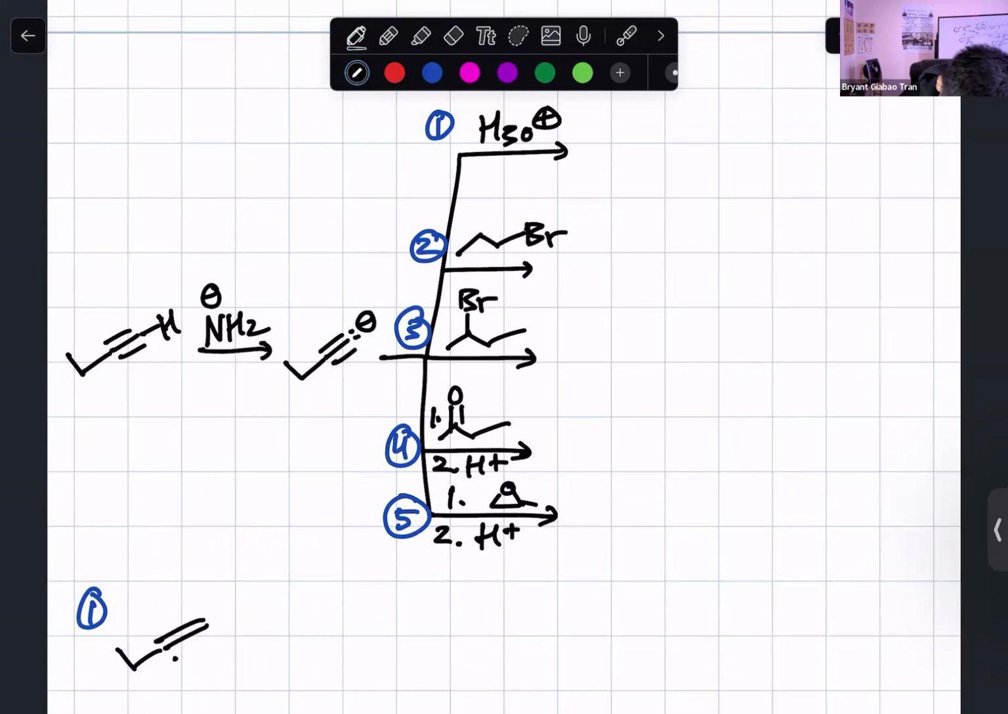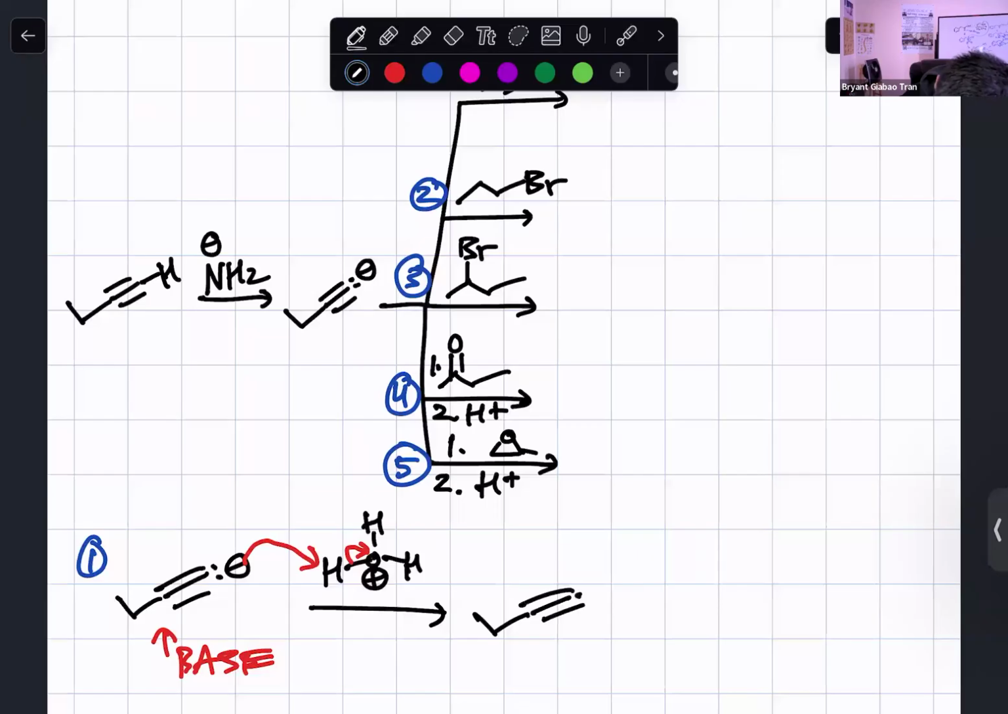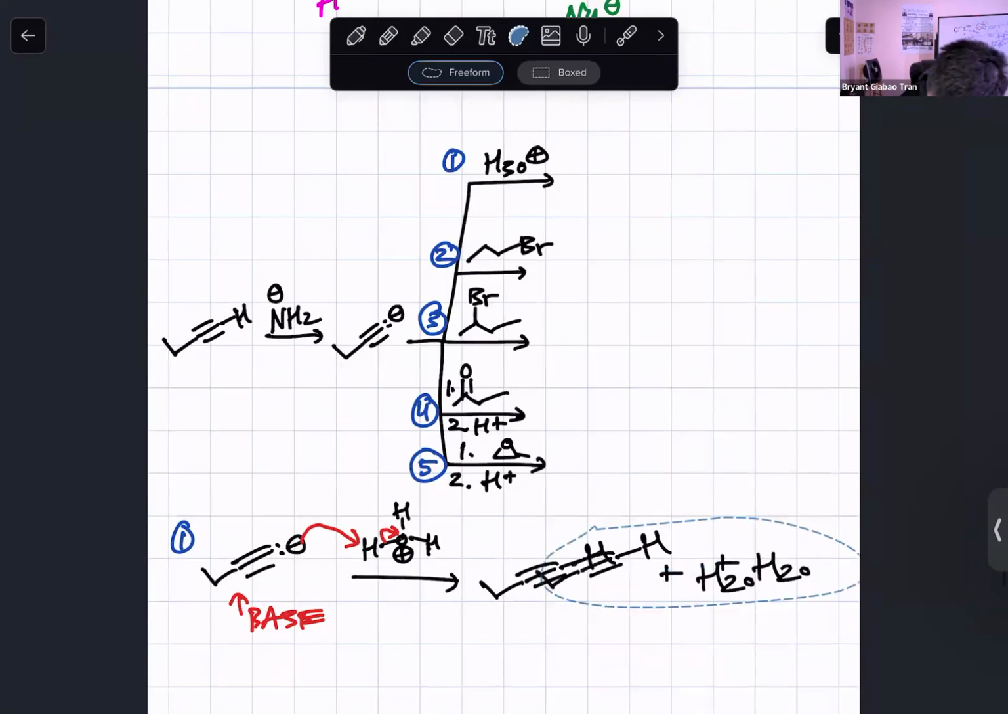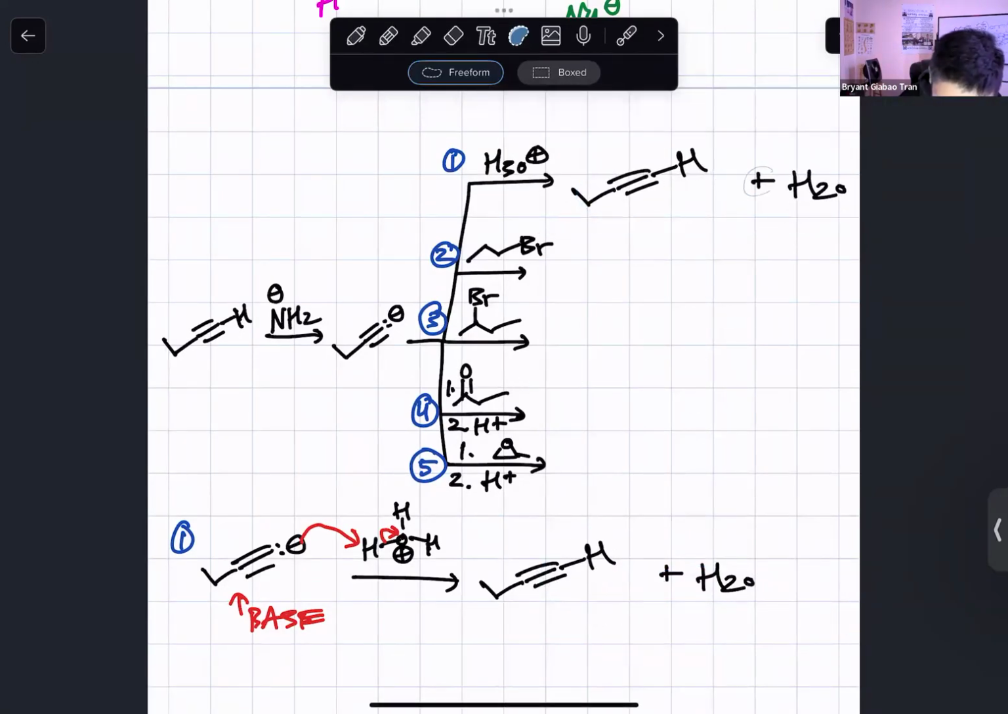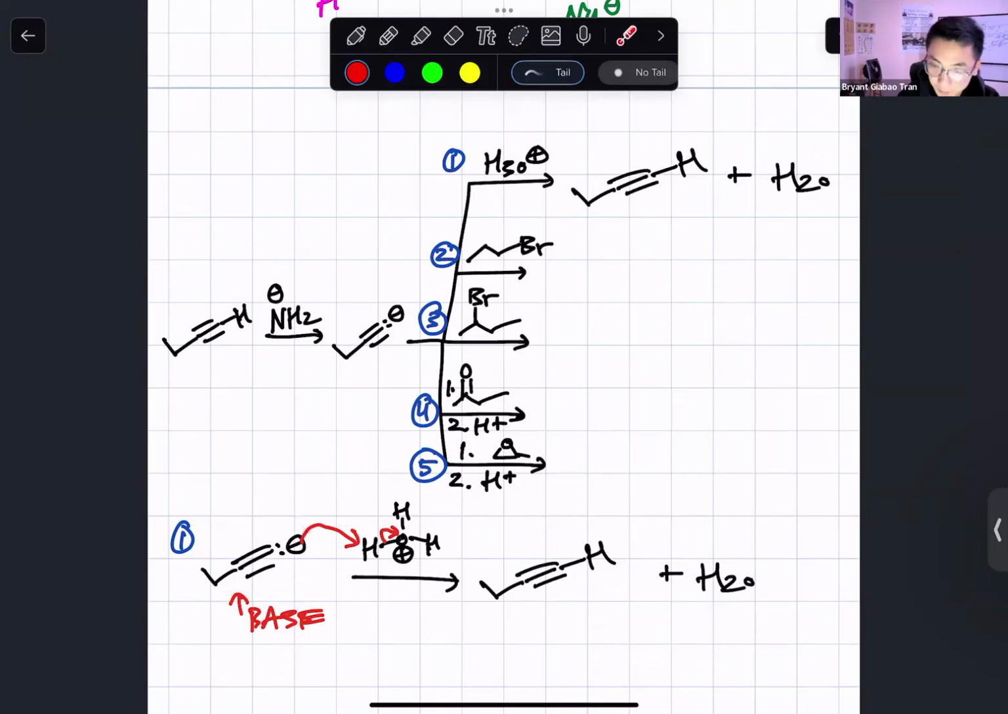Let's say for reaction 1, we are reacting this alkynyl anion with this H3O+. That's going to be an acid-base reaction, right? This alkynyl anion will act as a base, grab one of the acidic H's of the H3O+ acid, the hydronium ion, and kick out a water molecule to give us this neutral terminal alkyne back and water. So that was just an acid-base reaction where the alkynyl anion was the base and the H3O+ was the acid. You could have used H2SO4, sulfuric acid, as well to protonate this base.